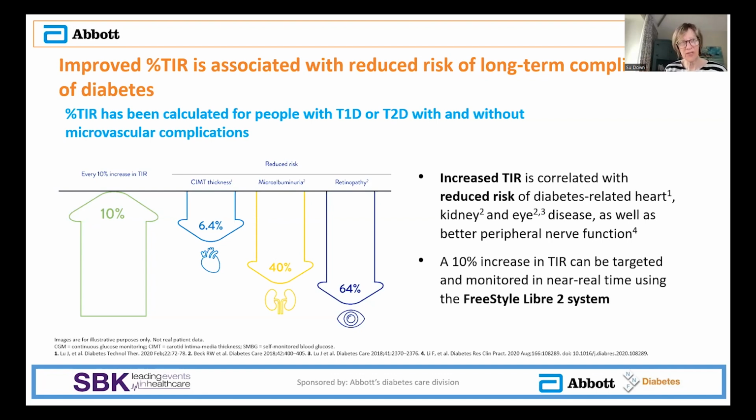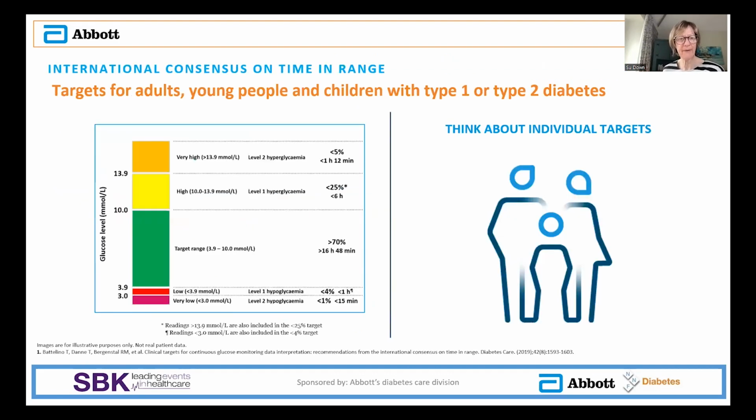And to increase their time in range by 10%, that's spending an extra 2.5 hours a day in that range of 3.9 to 10. So it doesn't take huge differences in where we're managing their control to see that we can get that improved time in range. And so the next slide, please.